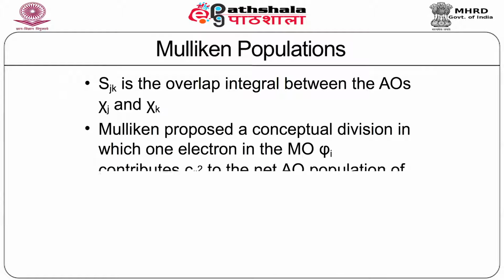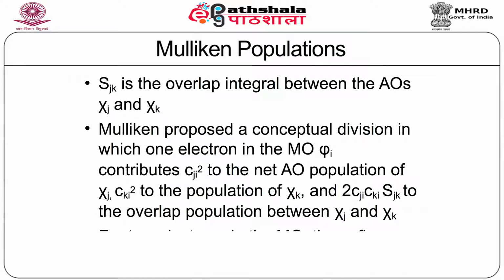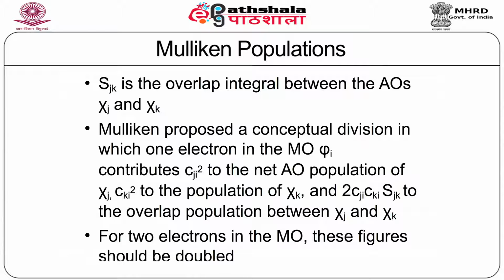Mulliken proposed a conceptual division in which one electron in the molecular orbital phi i contributes Cji squared to the net atomic orbital population of chi j, Cki squared to the population of chi k, and 2 Cji Cki Sjk to the overlap population between chi j and chi k.